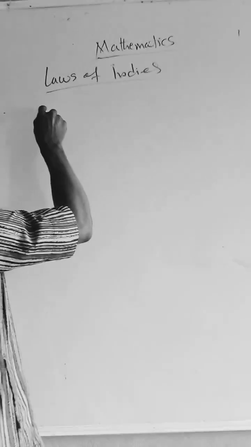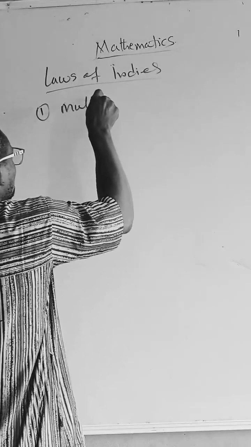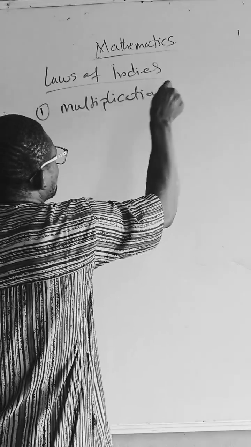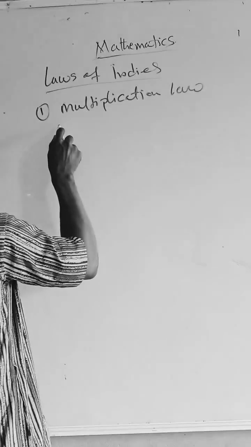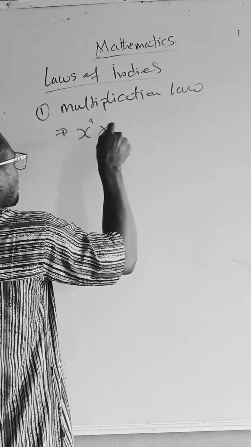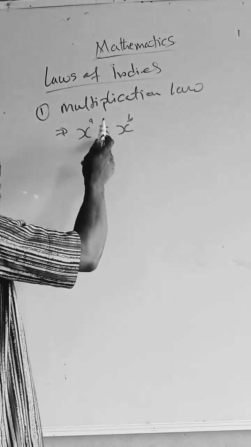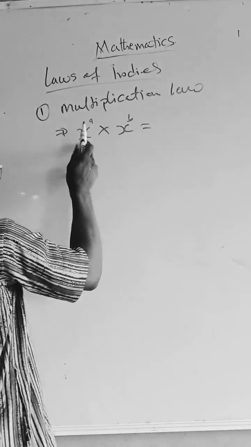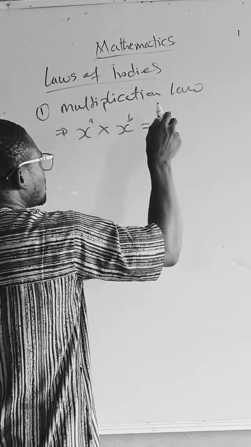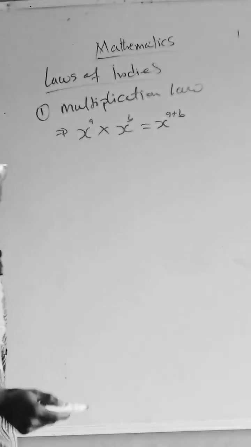Let's go. So law of indices, the first law, I call it the multiplication law, or law of multiplication. And that demands that, let's assume we have x to the power a multiplied by x to the power b. The multiplication law of indices demands that since the bases are the same, I pick one of the bases, then add the powers. So a plus b.